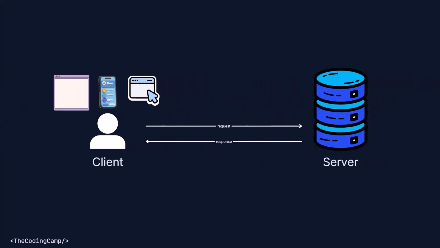The client is a website or a mobile or desktop application, while the server is a computer that stores the system data, processes client requests, and sends responses back. The communication happens between the client and server via APIs.